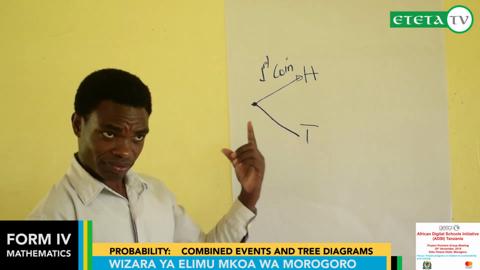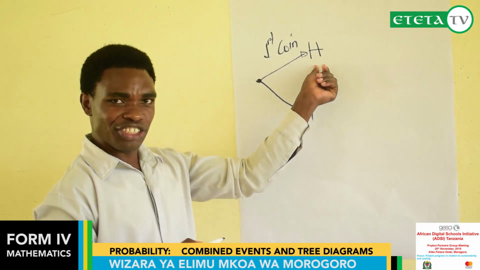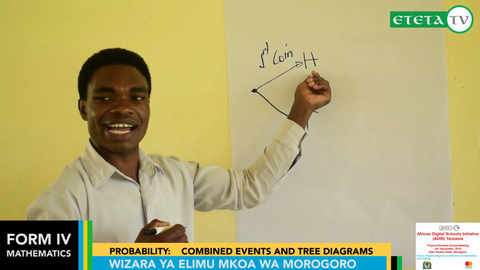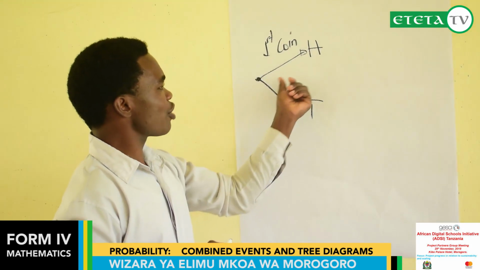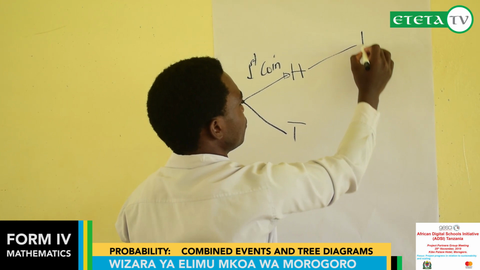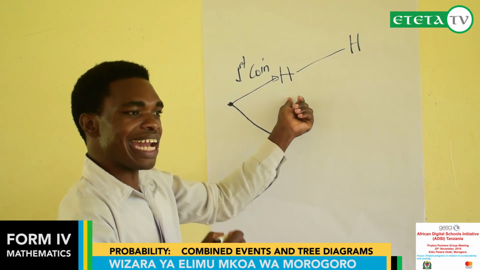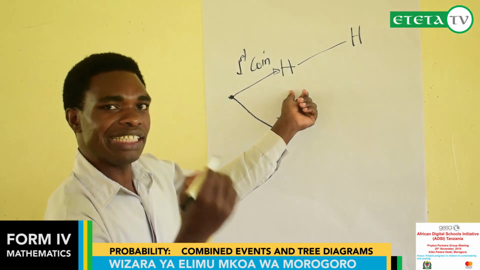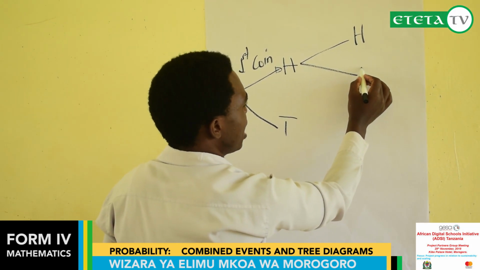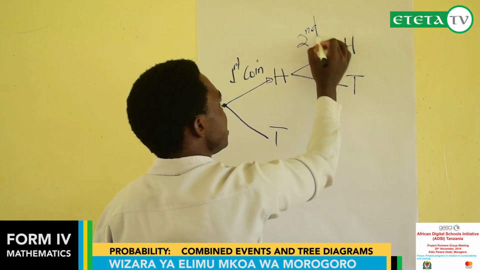But again, since we have the second coin, and we know that when a head appears on the first coin, it does not hinder the occurrence of a head again on the second coin. Therefore, for the first coin it can appear head, and for the second coin it can appear a head again. But the appearing of a head on the first coin can go with the appearance of a tail on the second coin. So there are also two possible outcomes, a head and a tail. This is for the second coin.